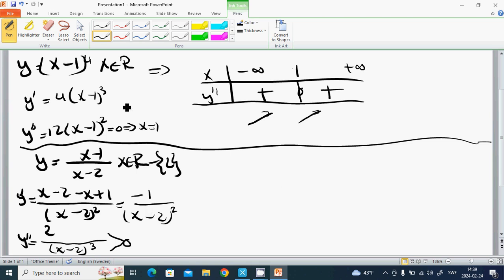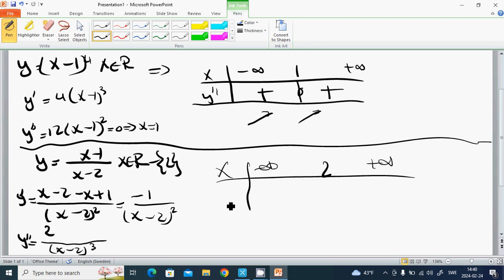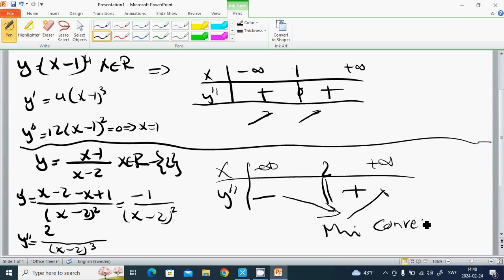It's not always positive, just a second. And we write the table, x from minus infinity to plus infinity, and for 2 y double prime hasn't, and for minus it's minus, and for positive is plus. Then we have this and this, and it has a mean which is convex.